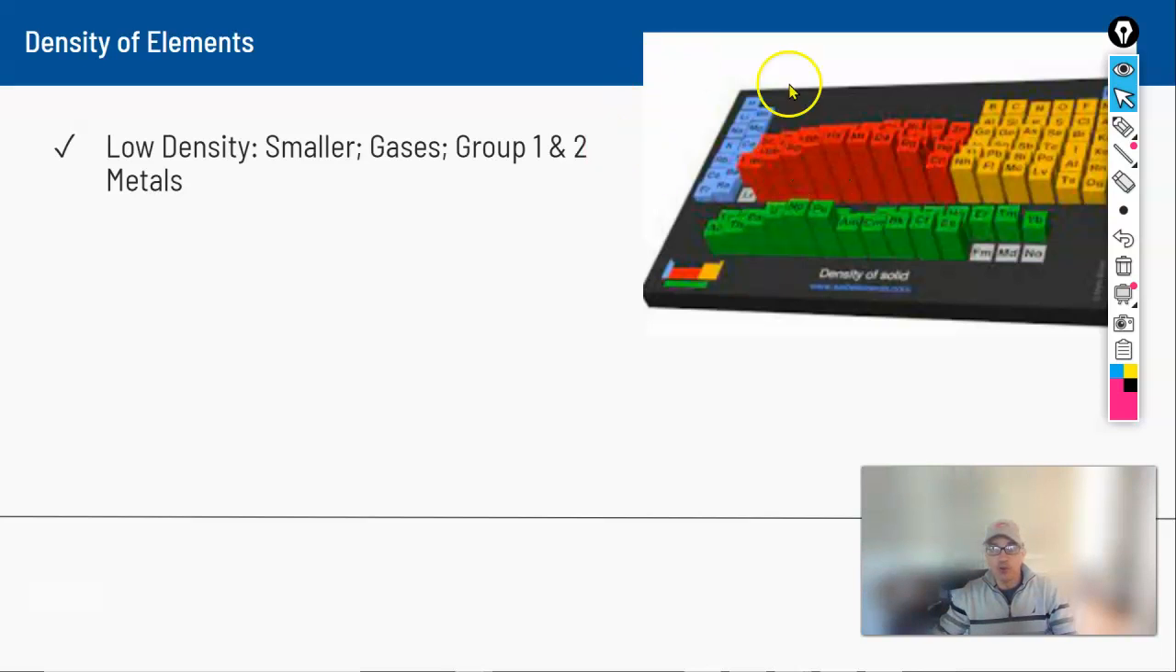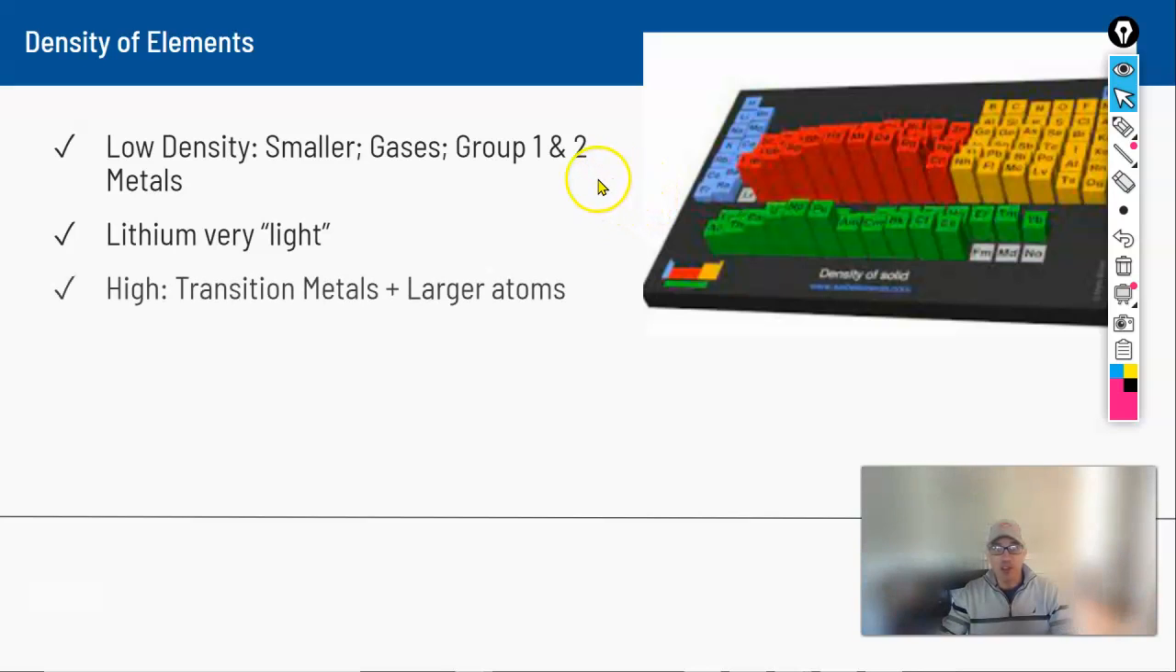The elements in the blue over here, these would have a larger radius, but they don't necessarily have a lot of stuff in them for the radius. And again, if we think about density being how packed together they are, these would be pretty low density. So lithium, even though it's a metal, tends to be very light.